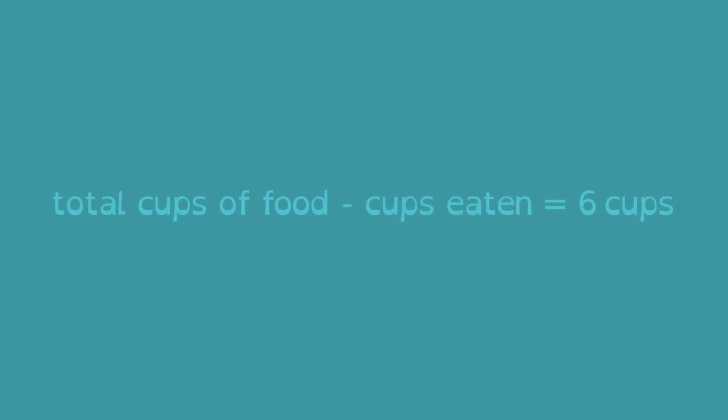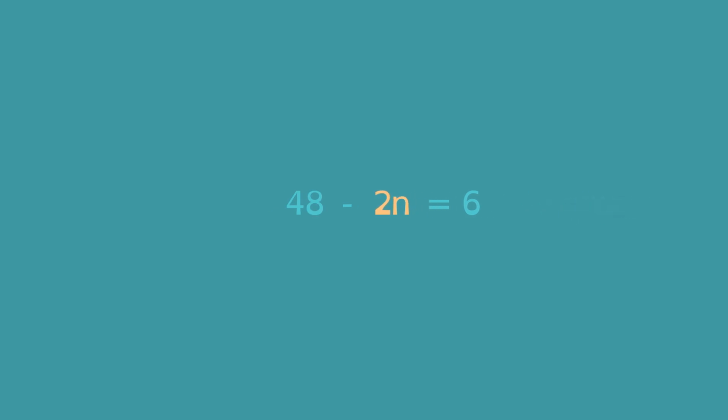The relationship is that total cups of cat food minus cups eaten must equal 6 cups. We know that the total cups is 48, and the cups eaten is the unknown quantity, which can be represented by 2n, creating this equation.